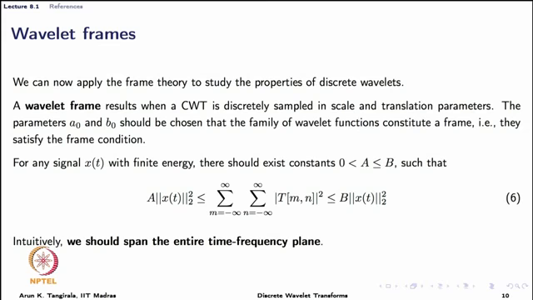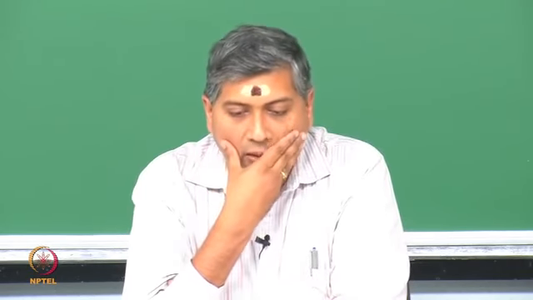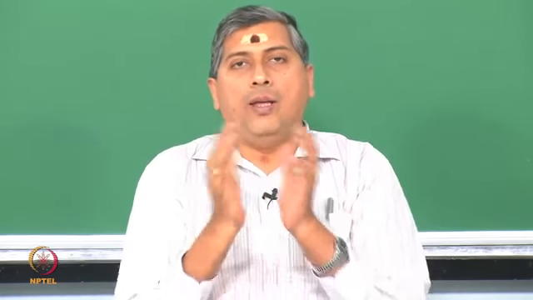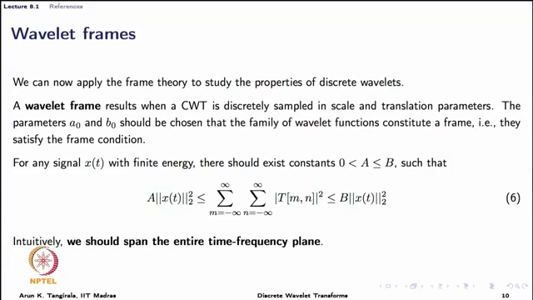Why did we study frame theory? Because we discretized the CWT. When we discretize the CWT, we are breaking up the signal f onto a family of wavelets evaluated at specific scales a naught to the m and translations n b naught times a naught to the m. Frame theory allows us to comment and qualify on whether this breaking up of the signal onto this bunch of wavelets that I have obtained by discretization yields any sensible representation or not.